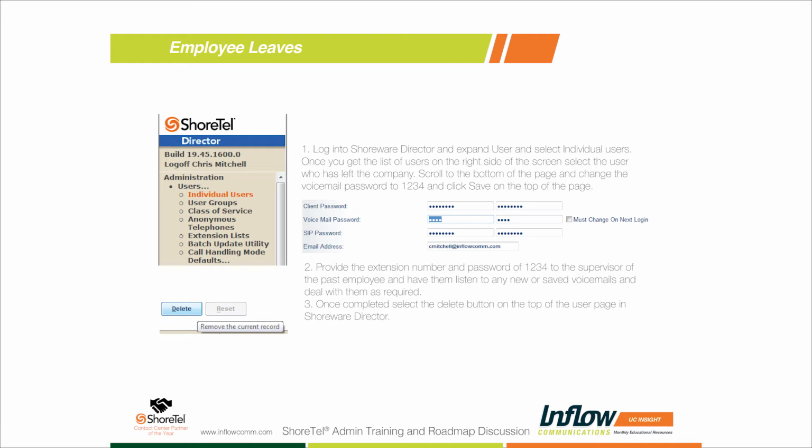A couple of things to note on that user: if you're replacing that user with a new employee, a nice thing to do is jot down the extension number and the DID for that employee. If you're going to reassign them to somebody else filling in that role, it's just nice to have the same extension number and DID. Just jot those down so you don't have to look for an available extension number or DID to assign to that user.